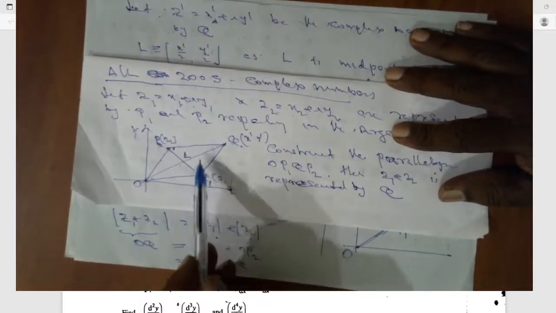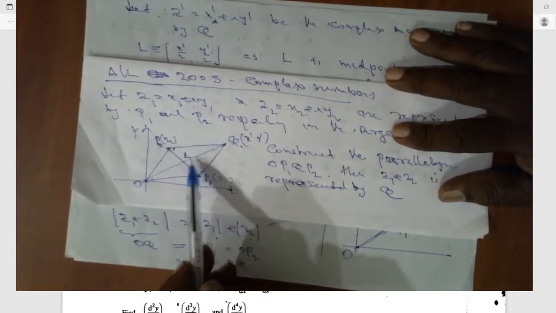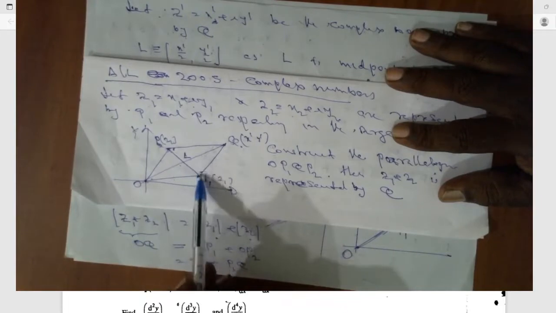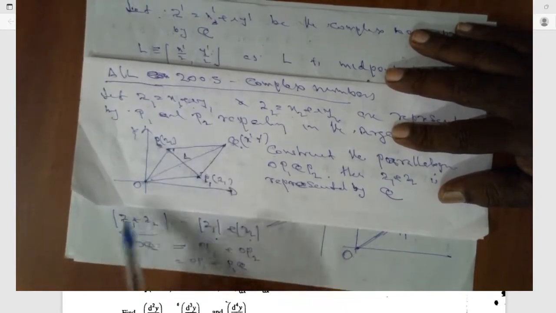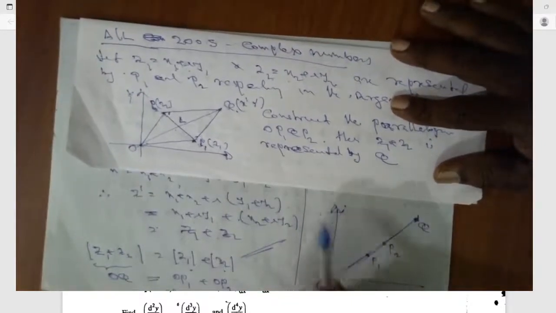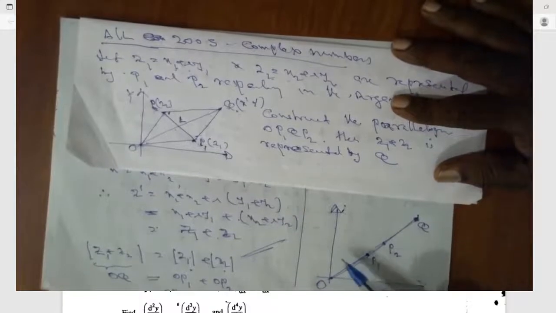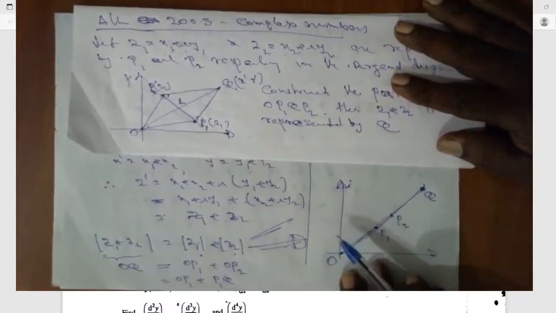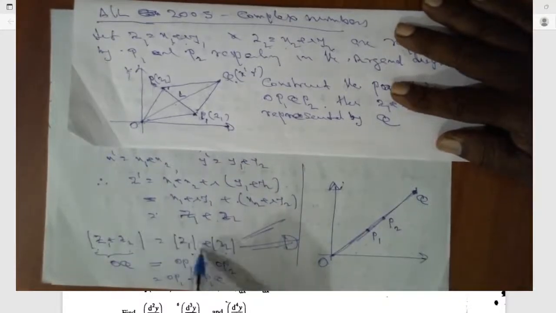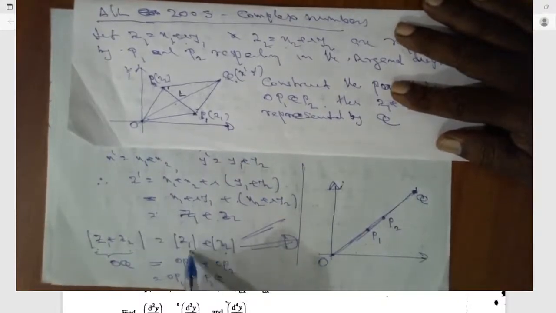When P1 comes onto OQ, then P2 also comes onto OQ. Then all three points should be on the same line, like this. So you have to mark like this. So this is the case when modulus of C1 plus C2 equals modulus C1 plus modulus C2, right?